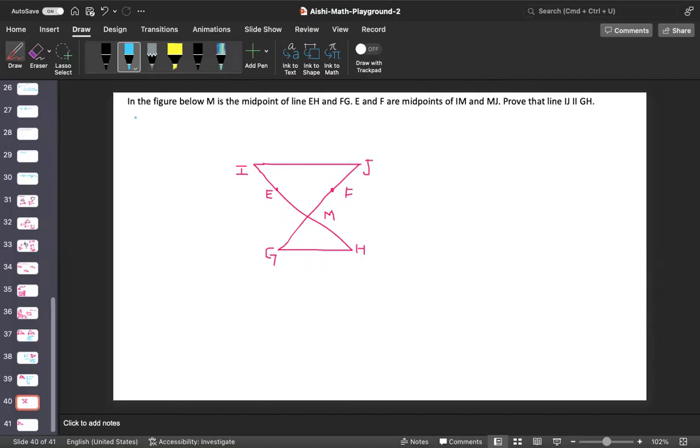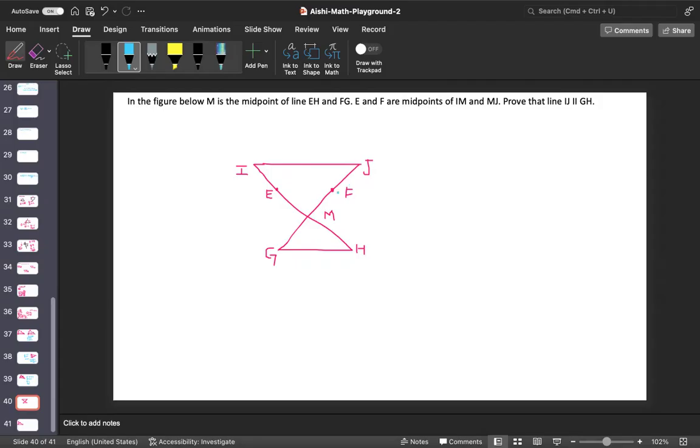Okay, next challenge question. In the figure below, M is the midpoint of line EH and FG. E and F are midpoints of IM and MJ. Prove that line IJ is parallel to line GH. Okay, we could do that if we can prove that all of the angles of triangle IMJ are the same as all of the angles in GMH. And we can do that by proving that these two triangles are similar.